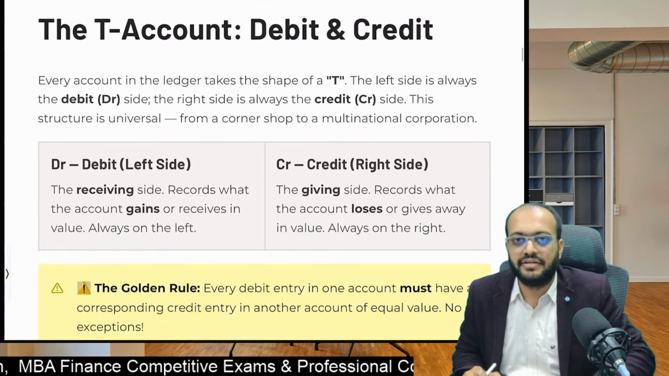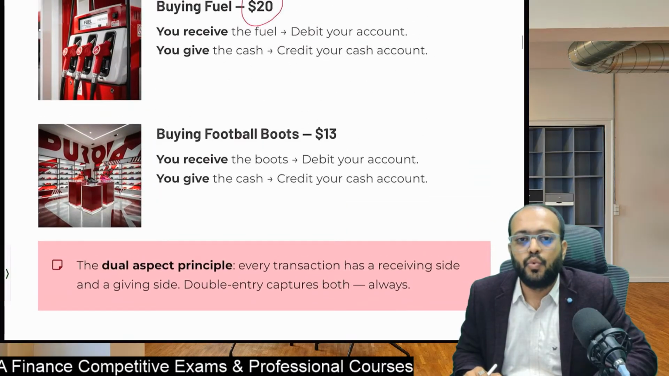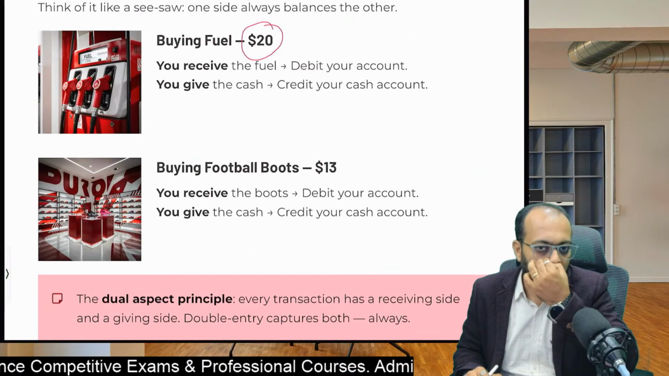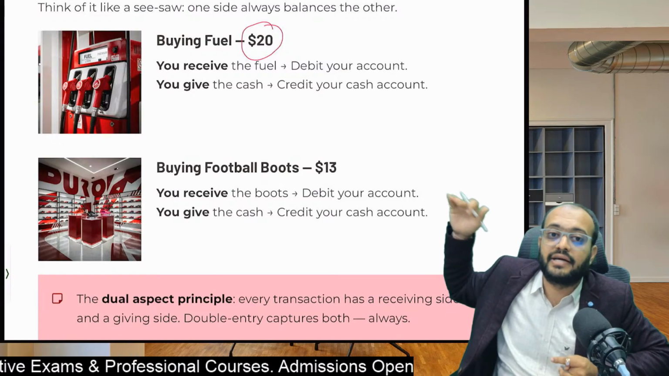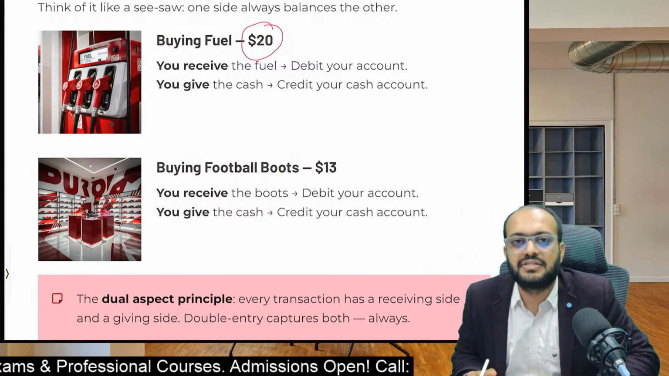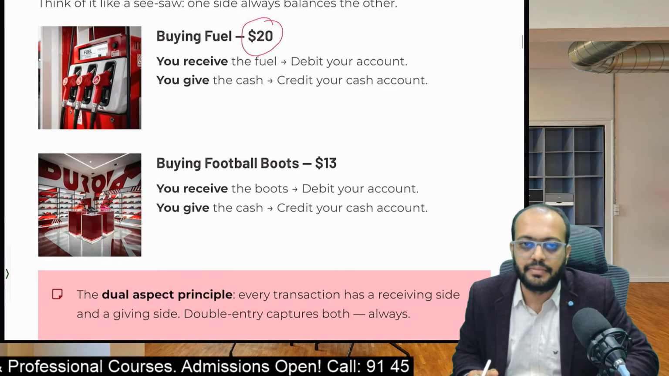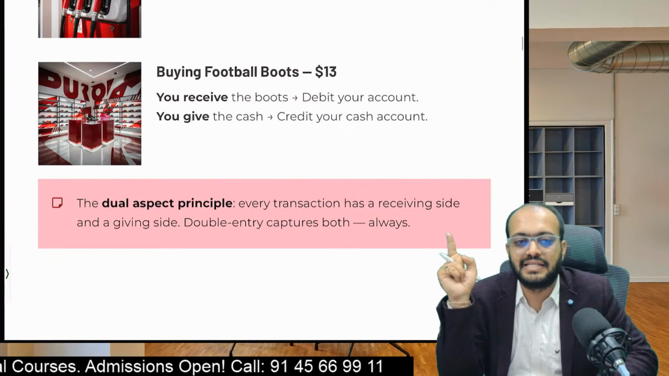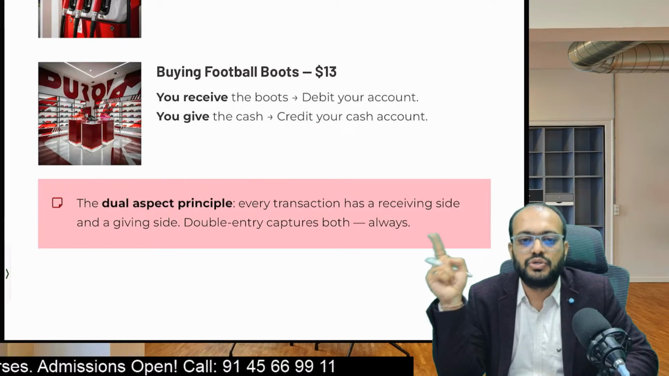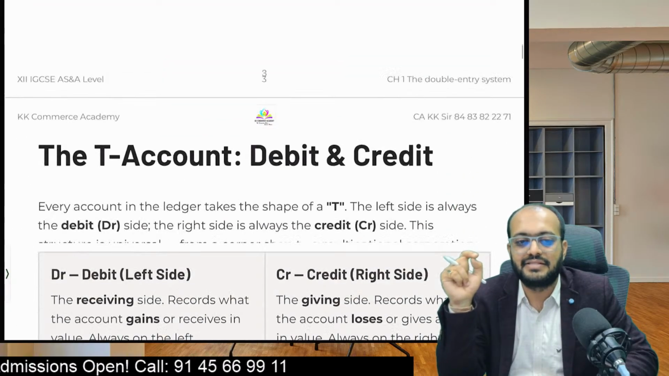And how can we decide? That is also the question. Sir, why do you give debit to boots and credit to cash? Why not debit to cash and credit to boots? We'll go through this logic in a few minutes, and then we'll start another part also. So this is the dual aspect principle. Every transaction has a receiving side and a giving side. So double entry captures both, always, always and always.